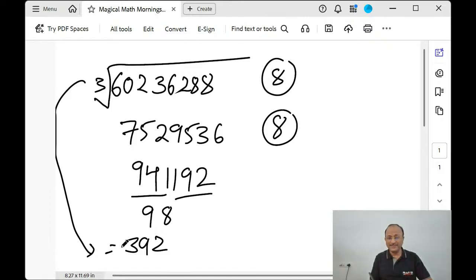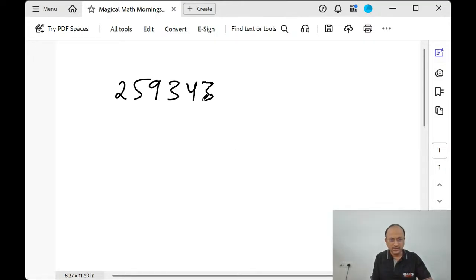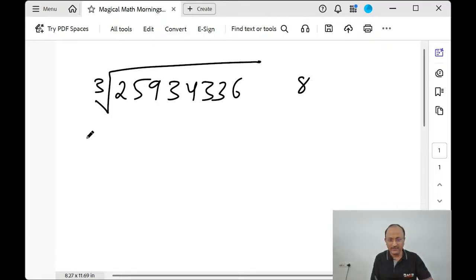But when you do this method, definitely we could finish within around 12 to 15 seconds. If you practice, you can do it within 10 seconds also. Correct? Let's do one last example today. Maybe we'll take 2, 5, 9, 3, 4, 3, 3, 6. This is applicable only for perfect cubes. Okay. What I'll do? 1, 8 I will divide.